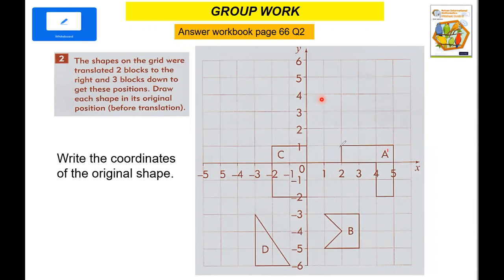So let's take this one, 2 blocks to the right. So 1 and 2. So originally it was here. And 3 blocks down. So 1, 2, 3. So it was here. I will change the color. Okay. So it was here. 1, 2, 3. So like this. And then 1, 2, 3. Okay, so this is the original.